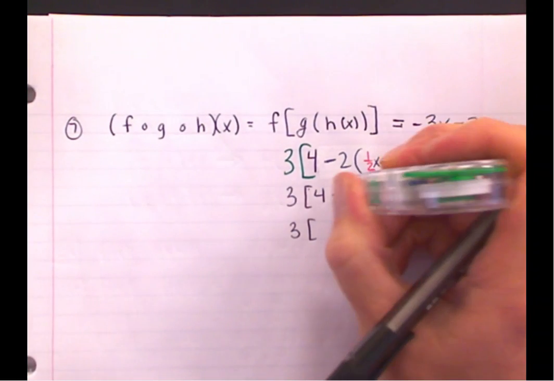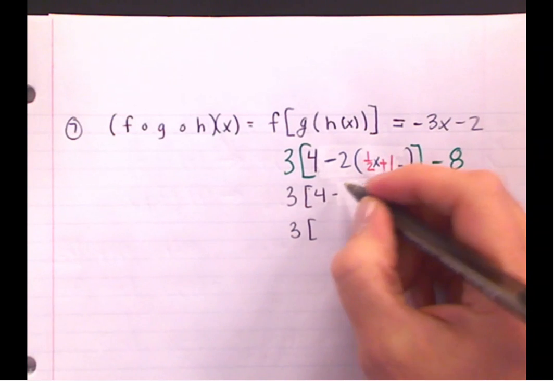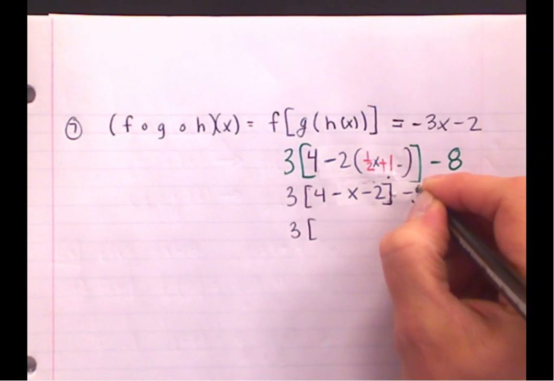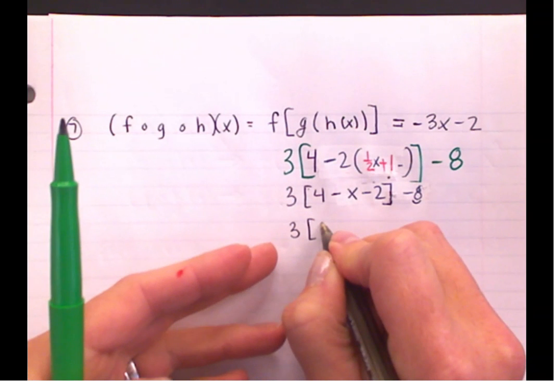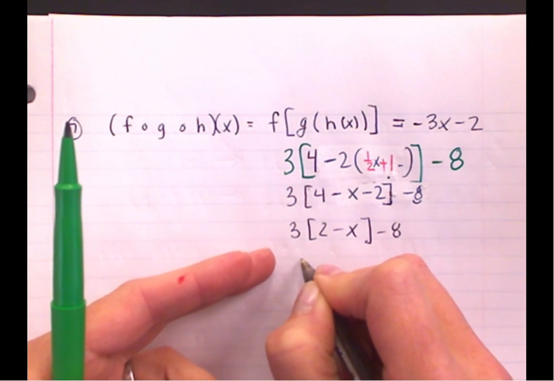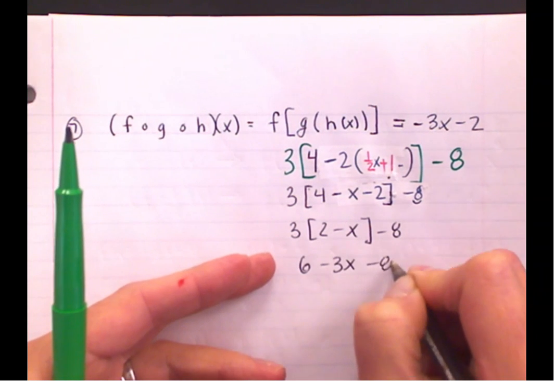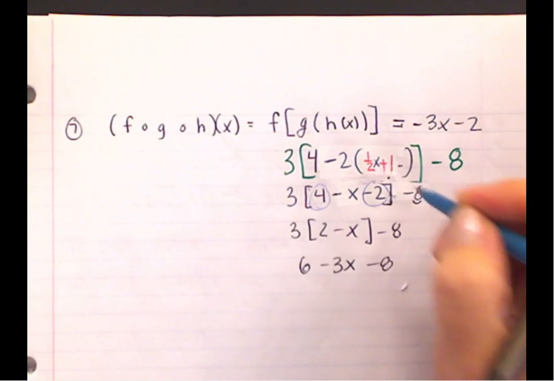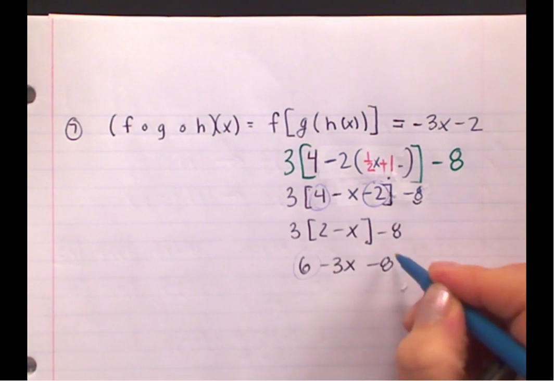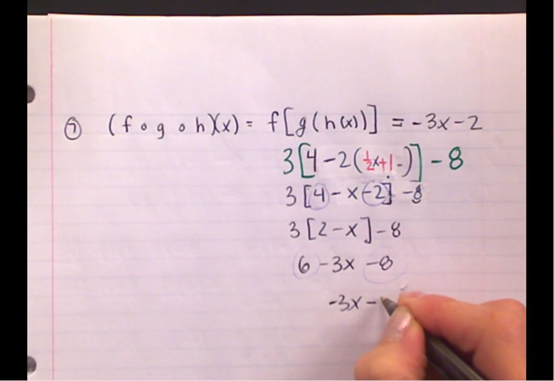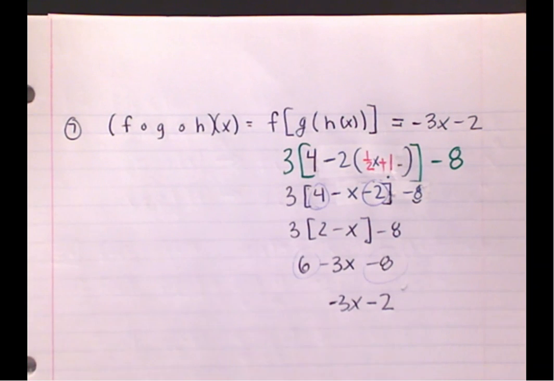So really, I just need to distribute my -2. Okay. This happens when you try to talk and do math. 2 minus x. 6 minus 3x minus 8. There are my like terms. I am not above circling my like terms, guys. It's okay. Especially with those negatives. Negative 2. There you go.